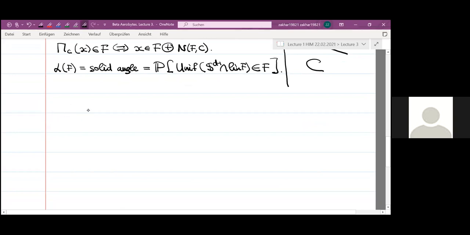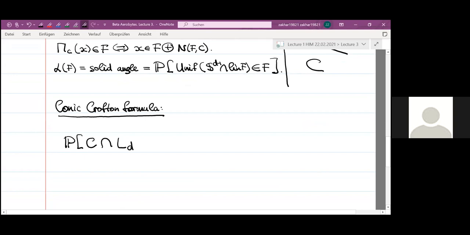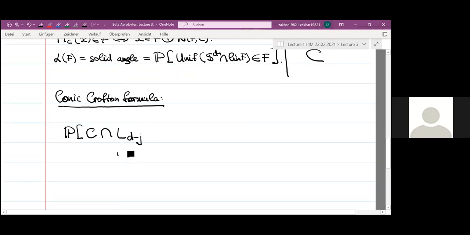It's not a Crofton formula, it's a conic Crofton formula. It states the following. Suppose we have a cone C, and we want to compute the probability that this cone is intersected by a random subspace of codimension j. So this L is a random linear subspace of codimension j in R^d.